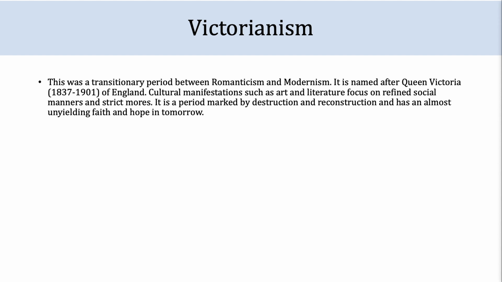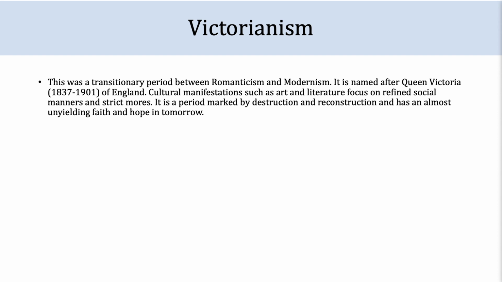Cultural manifestations such as art and literature focus on refined social manners and strict mores. So the idea of how we interact, there has to be a very sophisticated guidebook of how men and women interact, how society should interact, and so you have to follow these codes. If you don't follow the codes, then you're considered uncouth or uncultured, right?